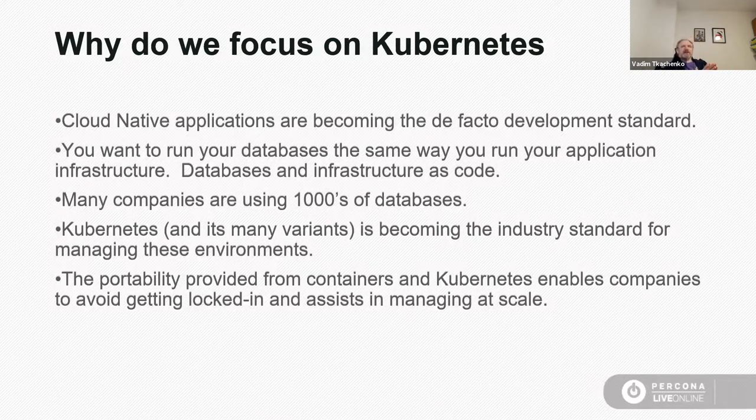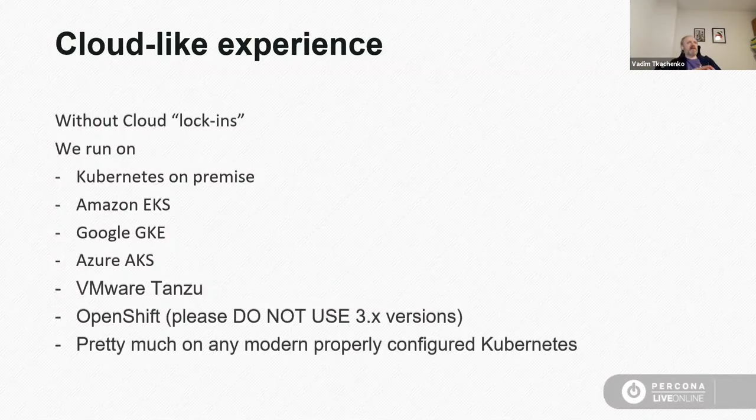We see a lot of companies already moving to handle literally thousands of databases in their setup, and a lot of them just accept Kubernetes as a standard for this kind of deployment. And of course, portability between different Kubernetes setups makes it easier to migrate from one environment to another. So in our opinion, Kubernetes is already at the stage where it is able to provide a cloud-like experience without cloud lock-ins. And currently with our operators, you can run databases on your own Kubernetes on-premise, which is possible, but I know very few people that do that.